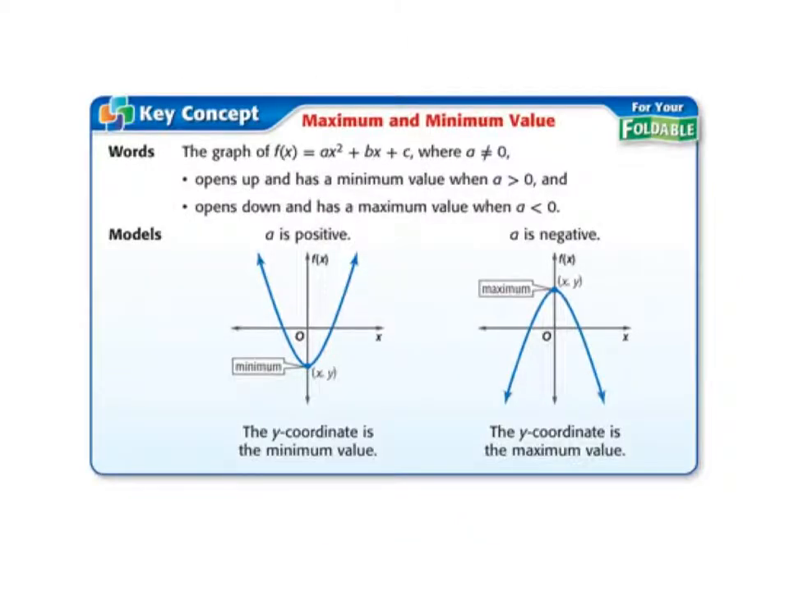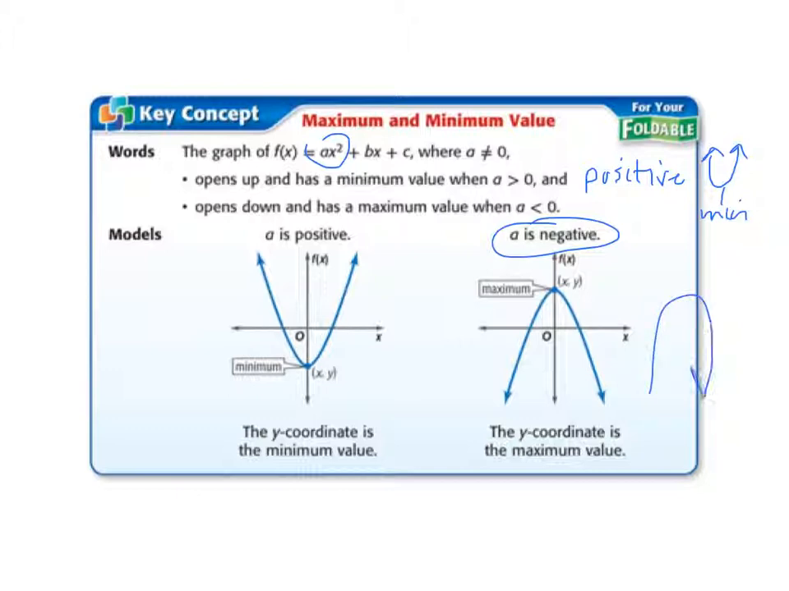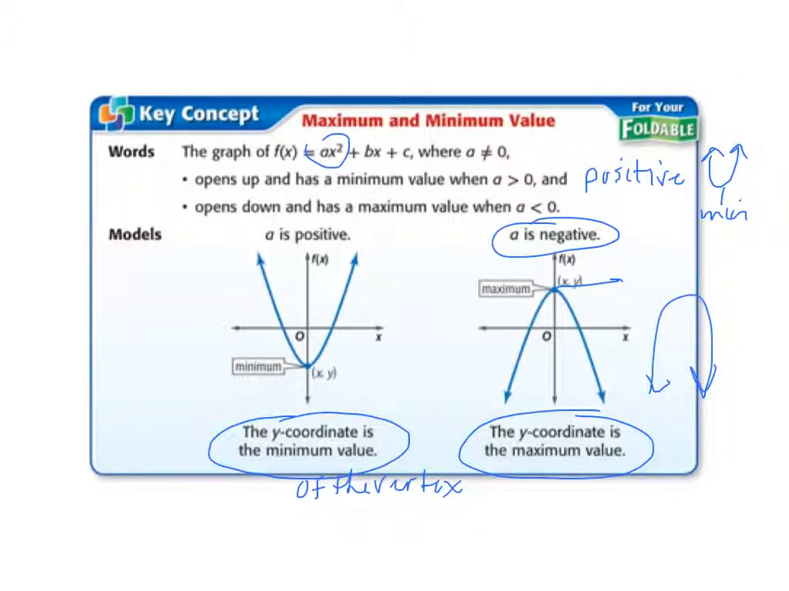Here's another concept summary. A maximum and minimum value. It says when a, the coefficient in front of the x squared, is positive, then you're going to have a parabola that turns up, and this is going to be a minimum. If a is negative, then it's going to face down like this, and this top point is going to be a maximum. The y-coordinate is the min or maximum. So it's the y-coordinate of the vertex. This is really important. Make sure you get this in your notes.